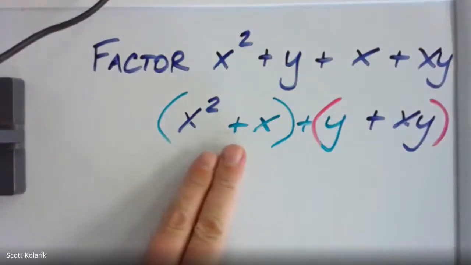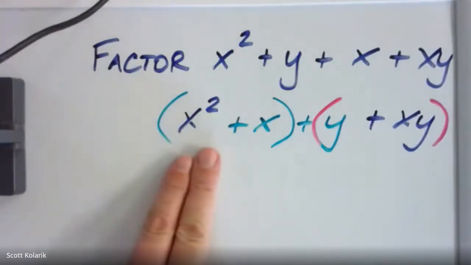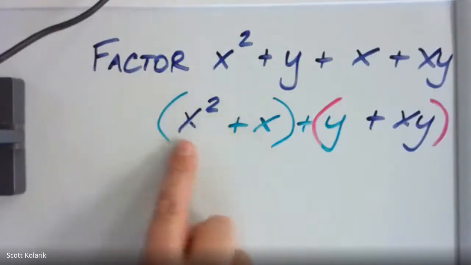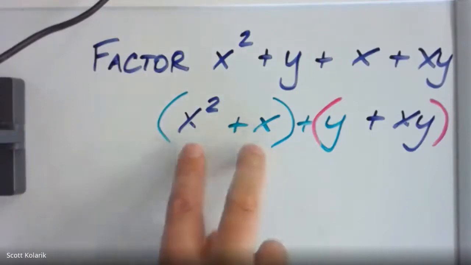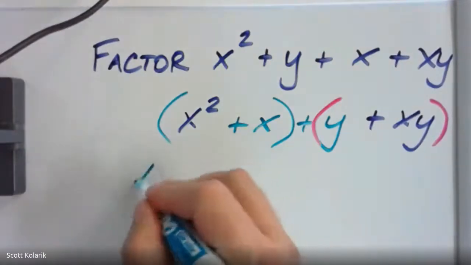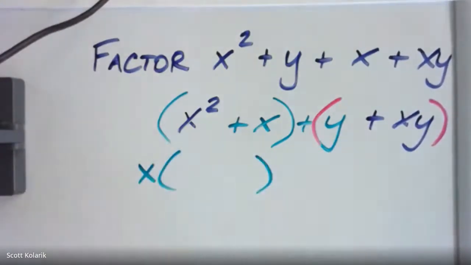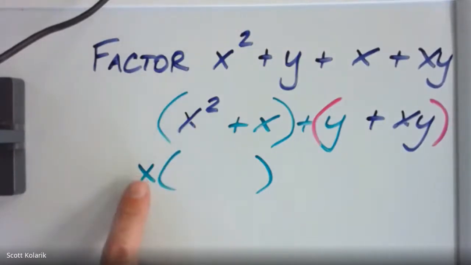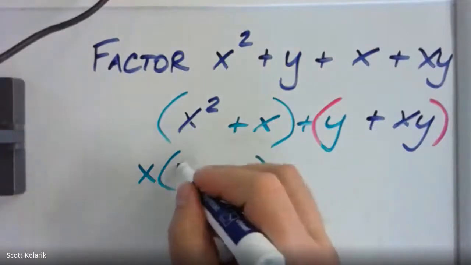So in my first group here, my blue group, I'm looking for common factors. No coefficients to worry with. So I have two x's and an x. I'll be able to pull out the common factor of a single x. And when I take this x out, I'm doing it with division. So x squared divided by x, I'm left over with a single x.